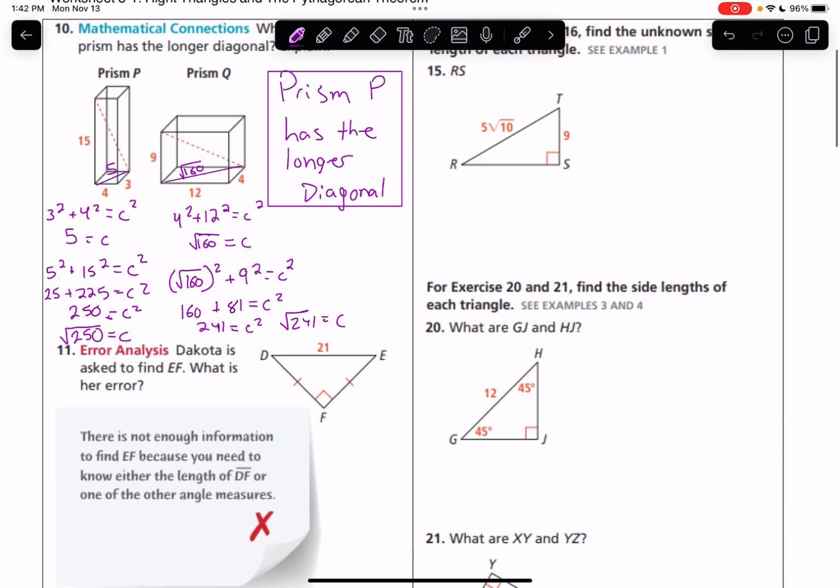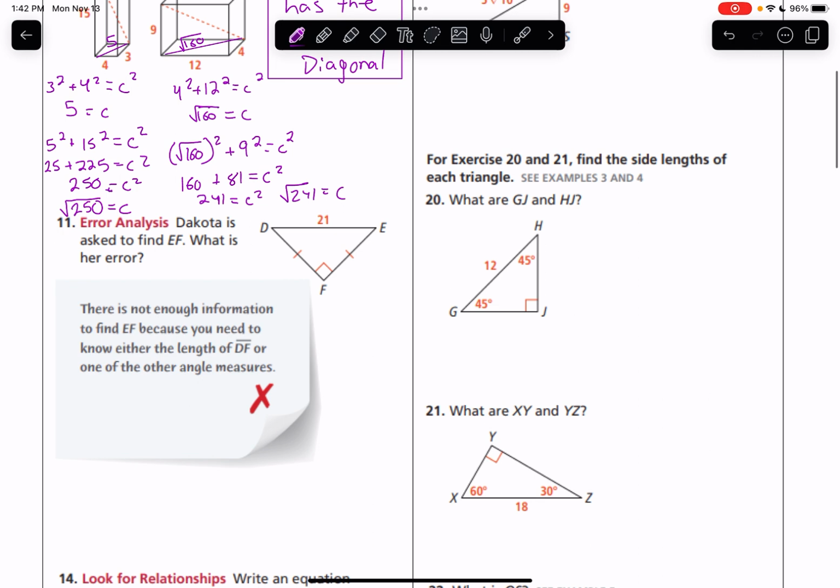All right. Let's take a look at number 11. Dakota is asked to find the length of EF. What is her error? Dakota says there's not enough information because you either need to know the length of side DF or one of the other angle measures. However, we can do this because we see that we have a right triangle, and this right triangle is isosceles, which means that it's a 45, 45, 90 right triangle, which has a pattern.